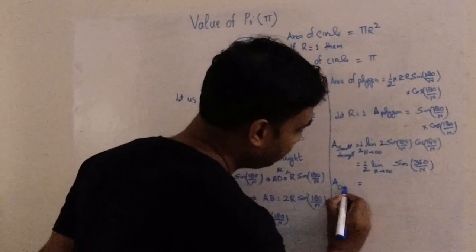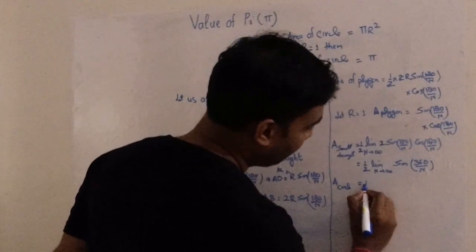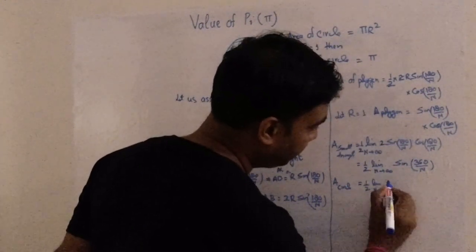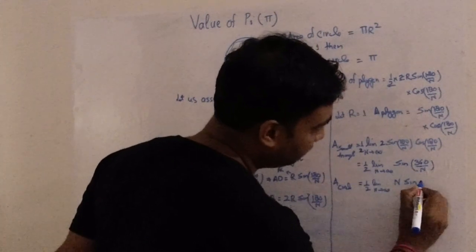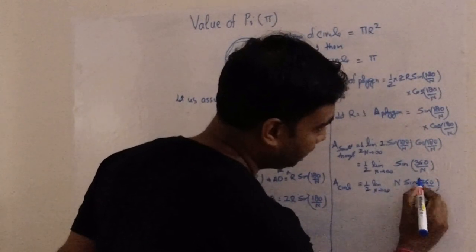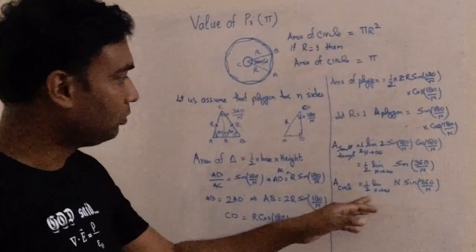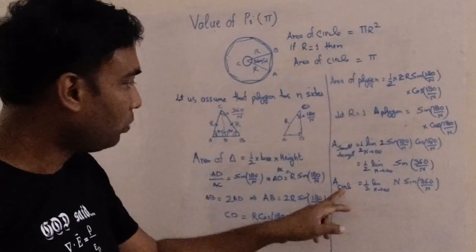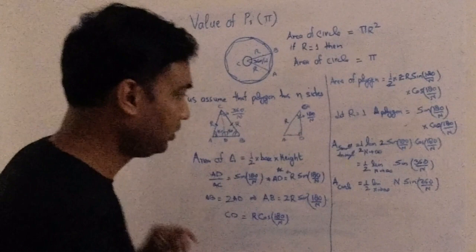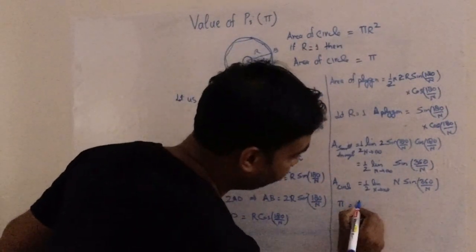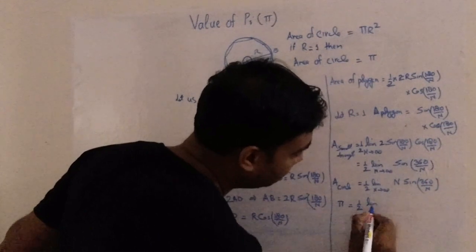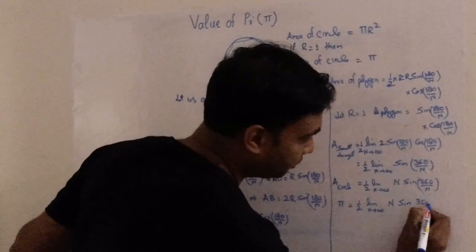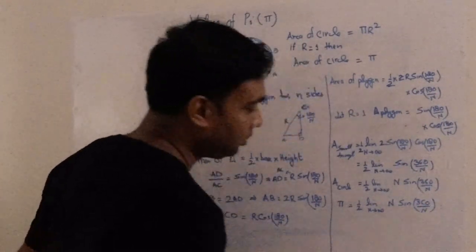So area of circle will be 1 over 2 limit n tends to infinity into n into sine 360 over n. And we know that we have put the radius value as 1. So whatever the area is here will be the value of pi. So pi will be equal to 1 over 2 limit n tends to infinity n sine 360 over n.